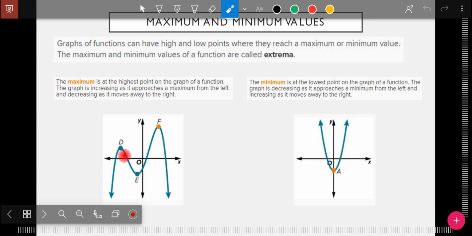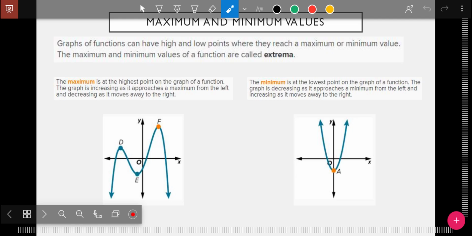Maximum is the highest point. Notice that this point is pretty high, but F here is higher. So it's the highest point in the function, so it's the maximum. This one, point A there, is the minimum. It's the lowest point of the graph. Now, this one does not have a minimum because the graph continues to go on forever down low. And this one doesn't have a maximum because the graph continues to go up high.